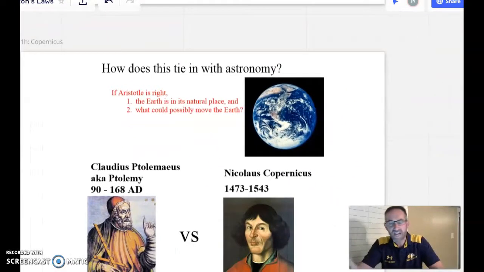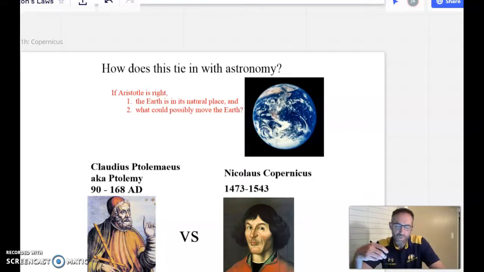And how does this tie in with the Earth being the center of the universe? Well, here's the thing. If Aristotle's right and you need a force or you need something to make something move out of its natural place, then that means the Earth has to be the center, because what's the Earth made out of? Earth. Where does Earth belong? Right where the Earth is.